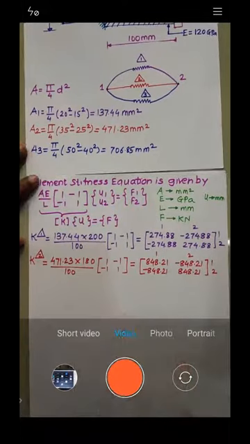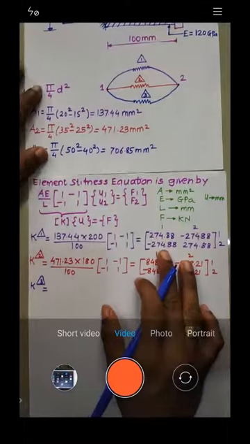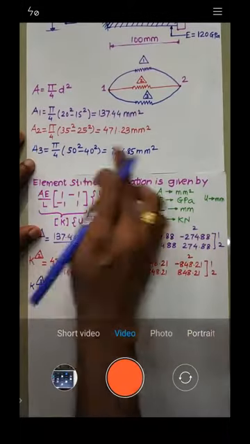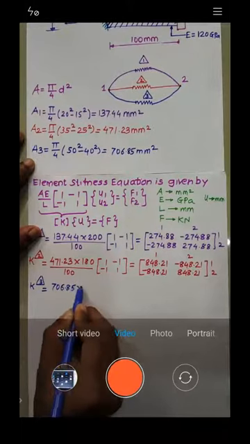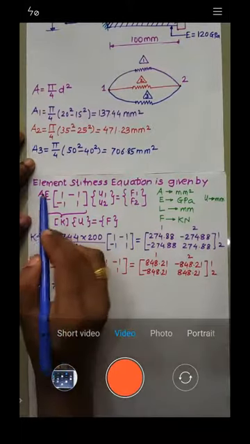Now let's go for element number 3. Stiffness matrix of element number 3. For that, you require the area of element number 3, that is 706.85. This is the area. You can see the area written.